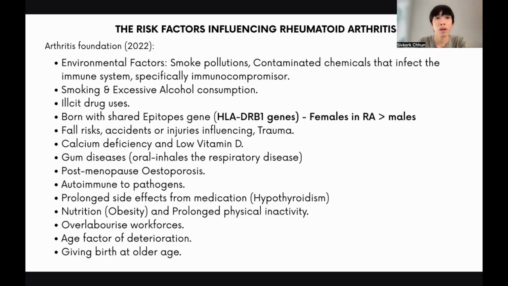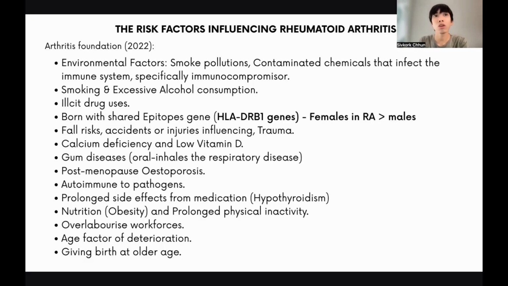And then prolonged side effects from medication, like hypothyroidism, gradual weight loss, and low bone density. If the side effect is severe, causing bone loss, then prolonged side effects can link to rheumatoid arthritis too. Nutrition: those who are obese are also at high risk of rheumatoid arthritis development, as well as prolonged physical inactivity. Prolonged physical inactivity is just part of the risk factor, but overworking, over-laboring the workforce, can also increase the risk of rheumatoid arthritis.